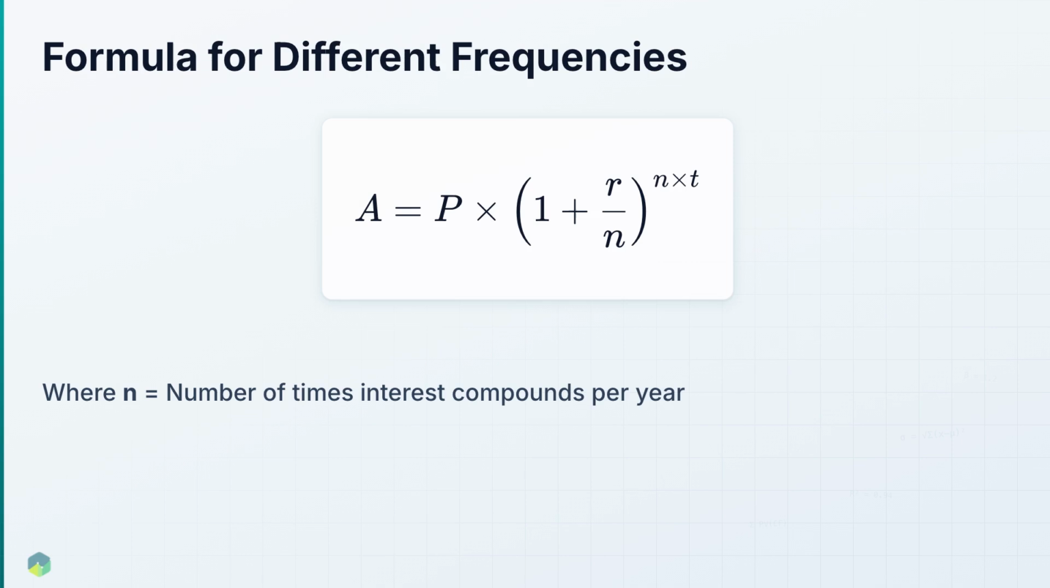The formula adjusts to account for compounding frequency. We divide the rate by n, the number of times interest compounds per year, and multiply the time periods accordingly. This gives us the precise final amount for any compounding schedule.